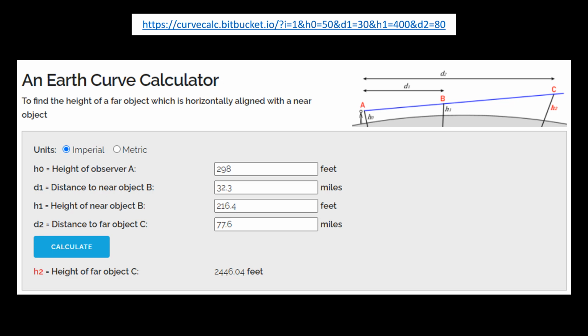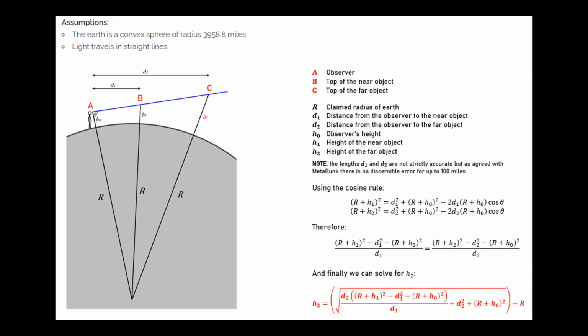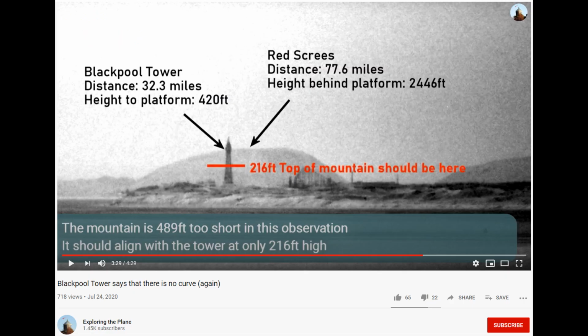But what this does is it says here to find the height of a far object which is horizontally aligned with a near object. So if you look at the diagram, we have observer A, he's looking at the top of a near object B, and this will calculate the height of the far object so it's in perfect alignment. The calculations are based on the cosine rule, which allow you to calculate the angles and sides of an oblique triangle. So Exploring the Plane correctly shows that on the globe model with no refraction, the top of the mountain should be down somewhere here compared to Blackpool Tower.